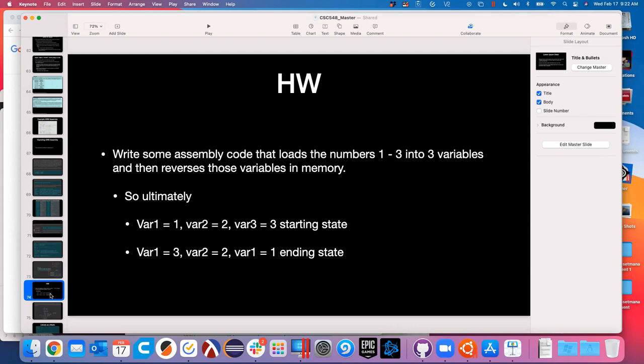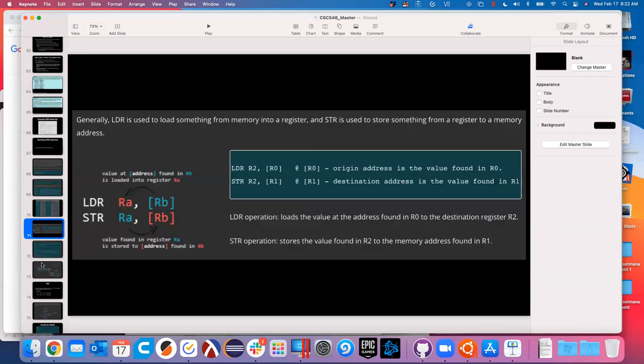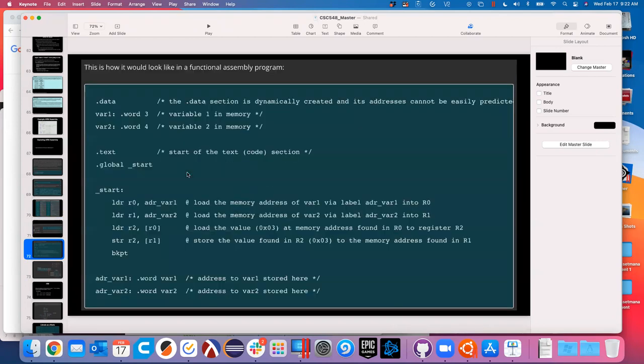Can you go back to the previous slide? The assembly one? This one? So what does the LDR stand for? This is LDR, load register. Load this address into this register. And it says it right next to it. Load the memory address of var1 via label address var1 into R0.